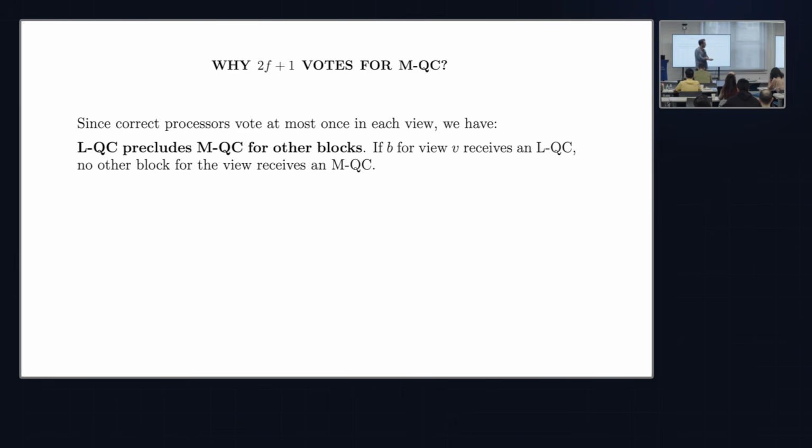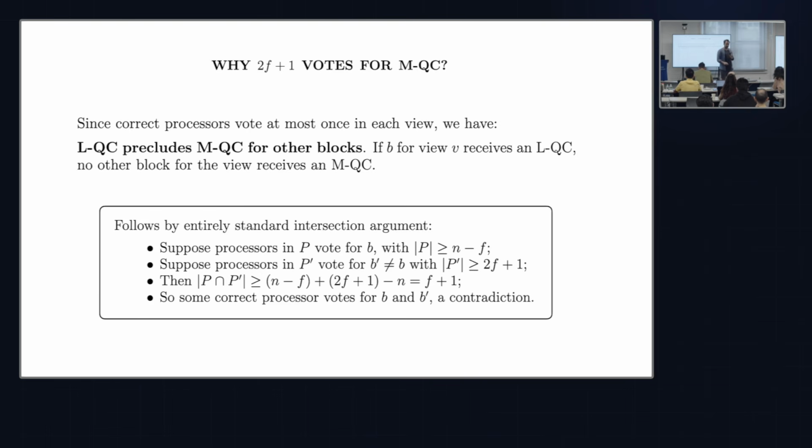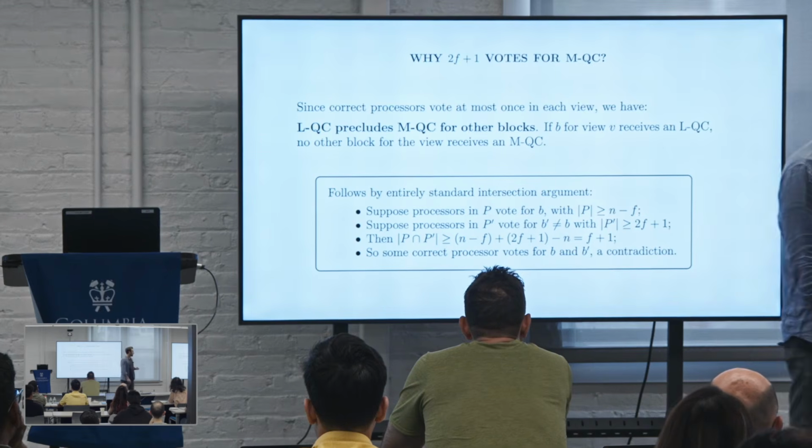Let's explain that first. The basic point is this. Correct processors vote at most once in each view. That immediately means the following: an LQC precludes an MQC for other blocks. So if a block B for view V receives an LQC, then no other block for the view receives an MQC. Why is that? It's your standard counting argument, a quorum intersection argument, applied to this setting.